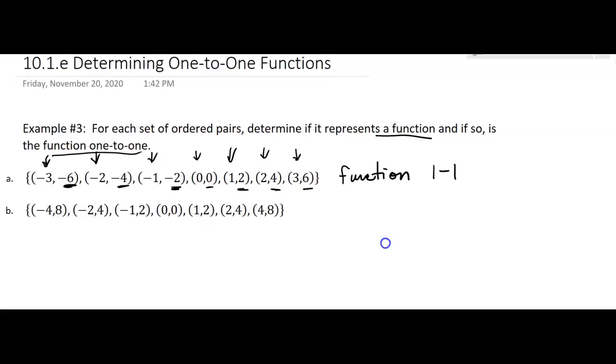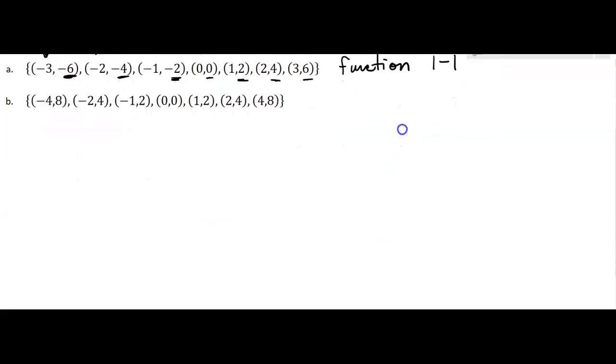Okay. The second one I'm going to do with a mapping. You might find this easier to look at. So what are all my inputs? Well, I've got -4, -2, -1, 0. I need a bigger circle, don't I? Okay, let me redo that. This is why it's a little trickier, but visually, it's kind of nice.